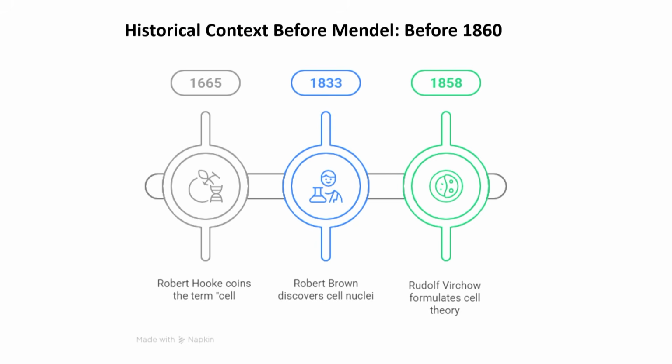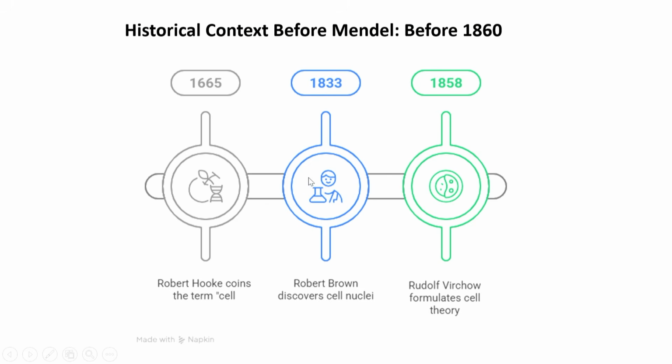Again, it is also important to know what sort of advanced knowledge was available at the time of Mendel. You can see these slides highlight the important discoveries, starting in 1665. You are all familiar with Robert Hooke, who coined the term cell when he looked at cork sections and found cell-like structures there, repetitive units, and he called those repetitive units cells.